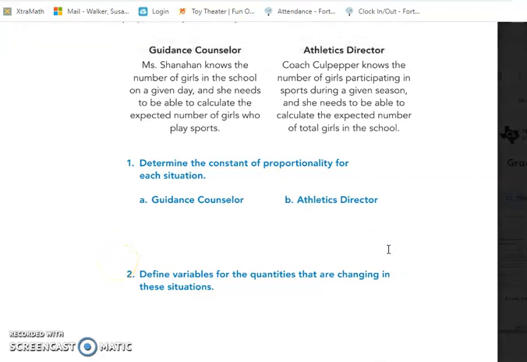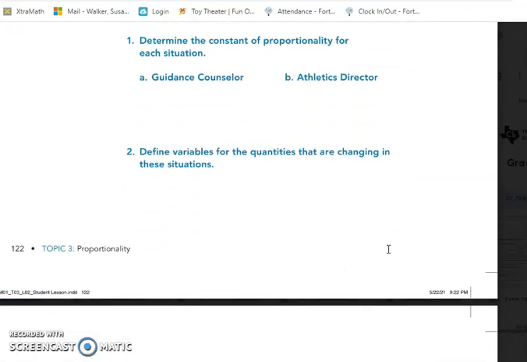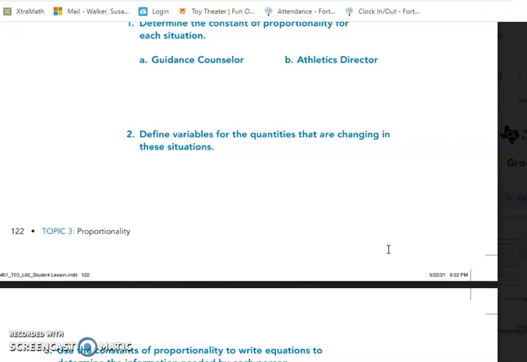So it says define the quantities that are changing in these situations. So the variables that are changing would be T for total, right? Or total and the ones who play sports. Okay? The ones who play sports were either Y. I'm not going to put the variable because we changed it on these two. So let's just take that. These are the 2 variables that are changing. Okay?